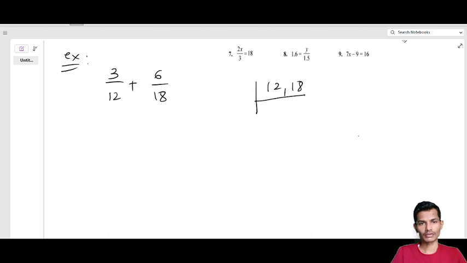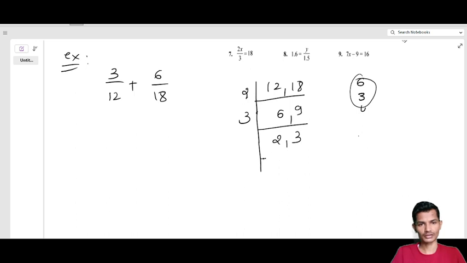So we need to divide by 2 only. See, these are divisible by 6. Then 3 and 6. So first we always have to go with the smaller number, that is 2. 2 6s are 12, 2 9s are 18. Then 3 2s are 6, 3 3s are 9. See, 2 1s are 2.